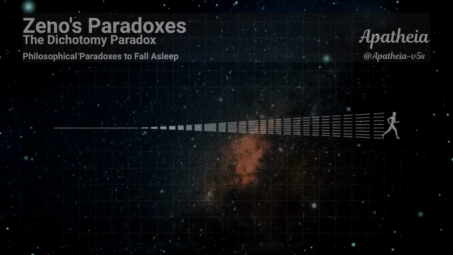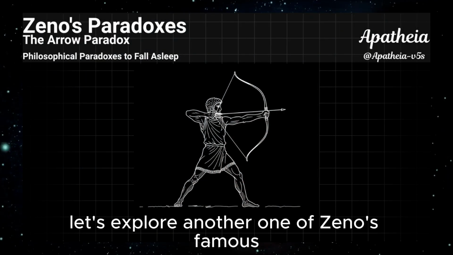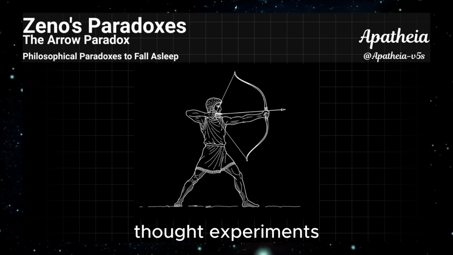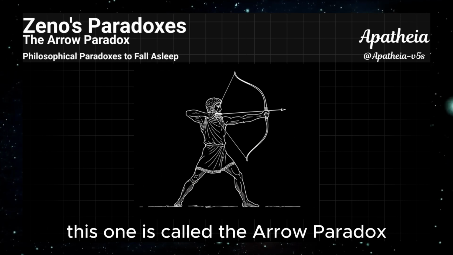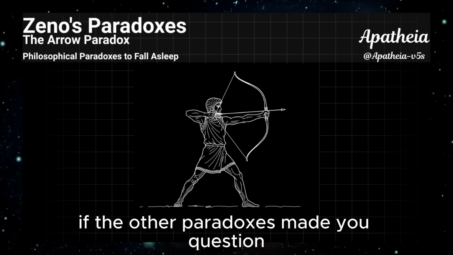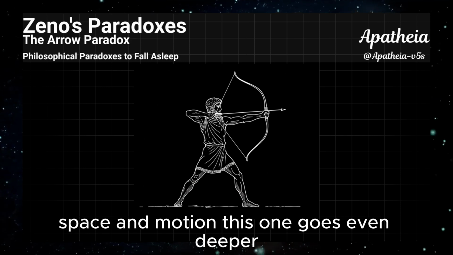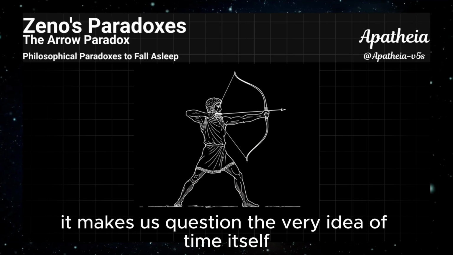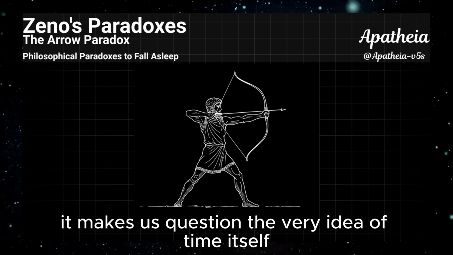The arrow paradox. Let's explore another one of Zeno's famous thought experiments. This one is called the arrow paradox. If the other paradoxes made you question space and motion, this one goes even deeper. It makes us question the very idea of time itself.